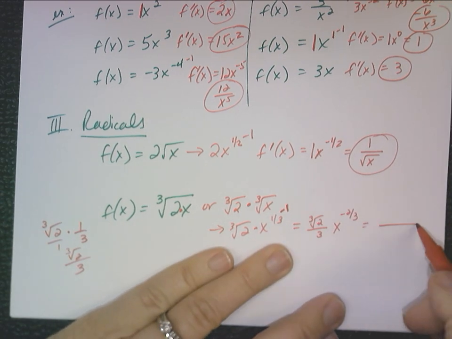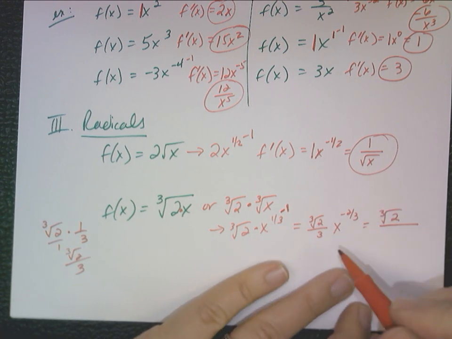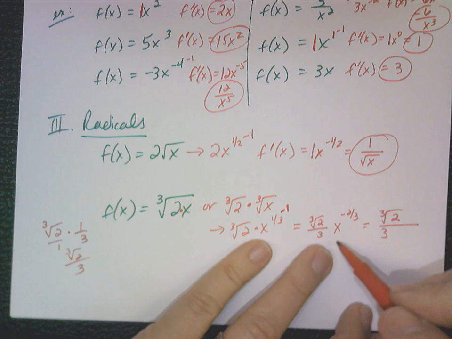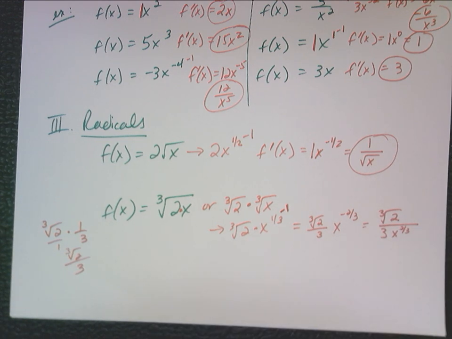Tell me what belongs on top and what belongs on bottom. Well, this is obviously on top, cube root of 2. 3 is obviously on bottom. Where does that belong? On the bottom, and change it to a positive. Do I have to rewrite it as cube root of x squared? No, just leave it like that. I'm fine. I just want positive exponents.